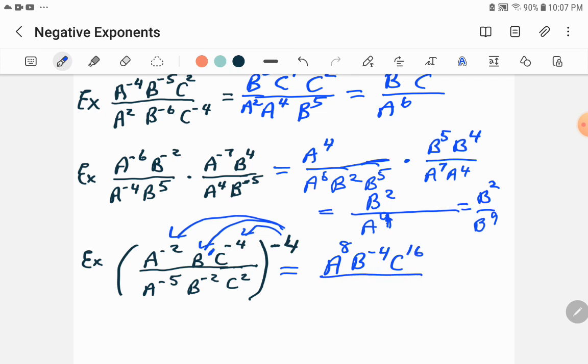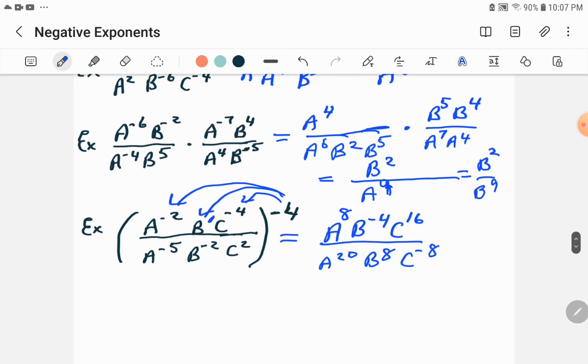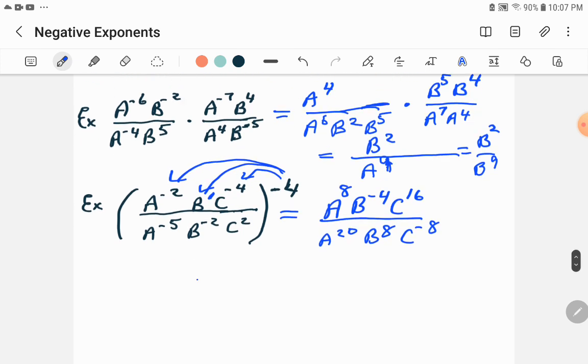And we want to do the same for the denominator. So minus 4 times minus 5 is plus 20. Minus 4 times minus 2 would be plus 8. And minus 4 times 2 would be minus 8, so c to the minus 8. So first I'll want to make all these exponents positive. So a8, that's already positive. B to the minus 4, that can go down. And c16 can stay up at the top.